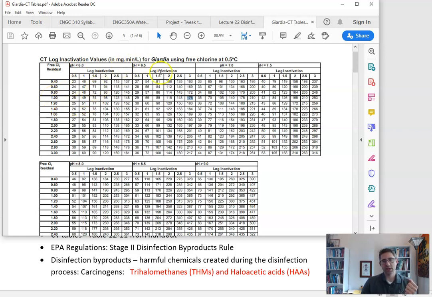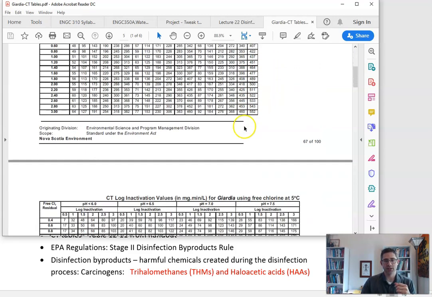And you can see that as the pH goes up, I need more and more CT, because again, more of my chlorine is going to be in the OCl minus form, less in the HOCl form. As the temperature goes up, I need generally less time.